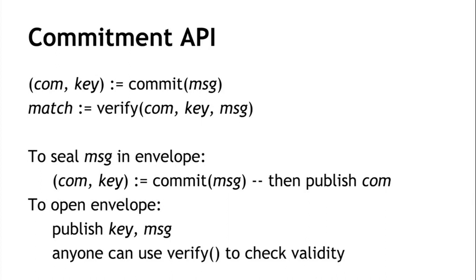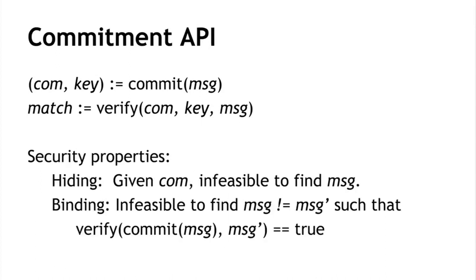The property we want from this, of course, is that it behaves like sealing an envelope. In particular, the two security properties are these. First, given COM, the commitment, the envelope on the table, someone just looking at the envelope can't figure out what the message is. The second property is that it's binding: when you commit to what's in the envelope, you can't change your mind later. That is, it's infeasible to find two different messages such that you can commit to one message and then later claim that you committed to another, and the whole thing will verify. So how do we know that these two properties hold?